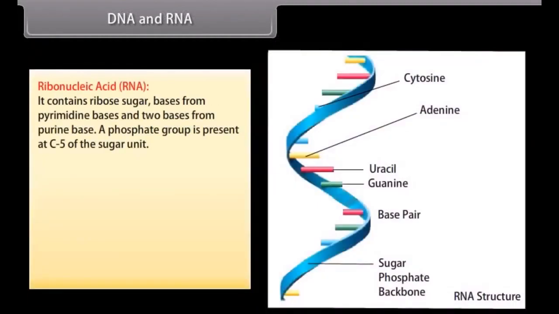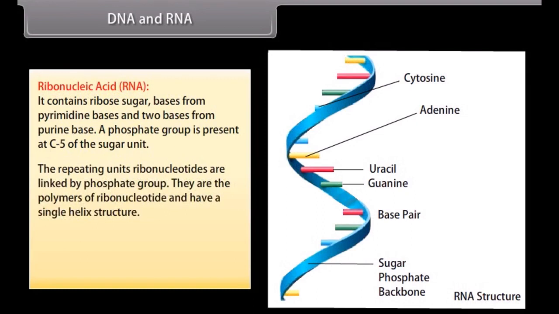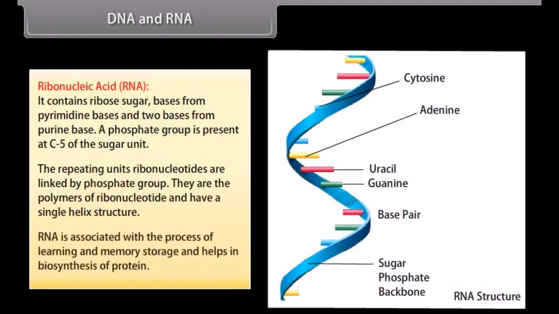Ribonucleic acid. It contains ribose sugar, two bases from pyrimidine bases and two bases from purine bases. A phosphate group is present at C5 of the sugar unit. The repeating units of ribonucleotides are linked by phosphate group. They are the polymers of ribonucleotides and have a single helix structure. RNA is associated with the process of learning and memory storage and helps in biosynthesis of protein.